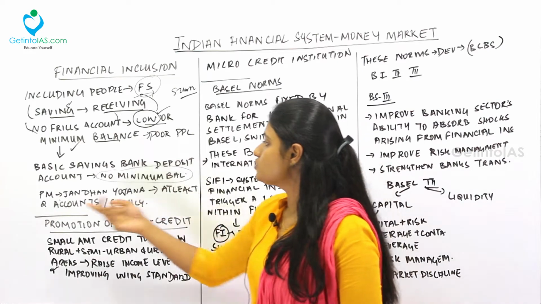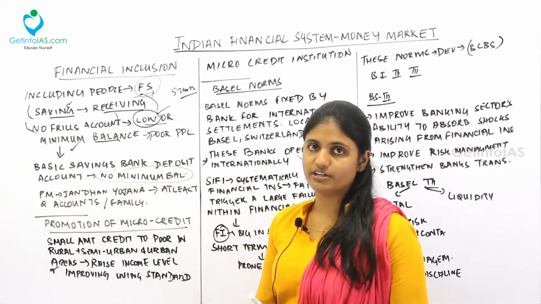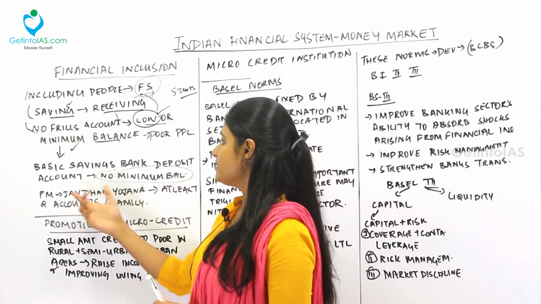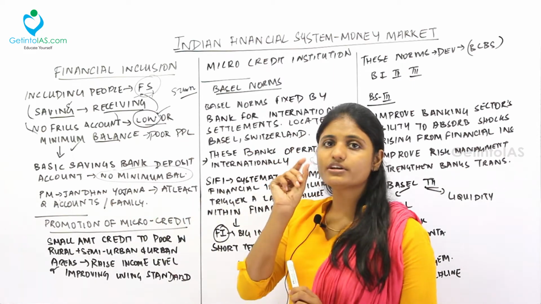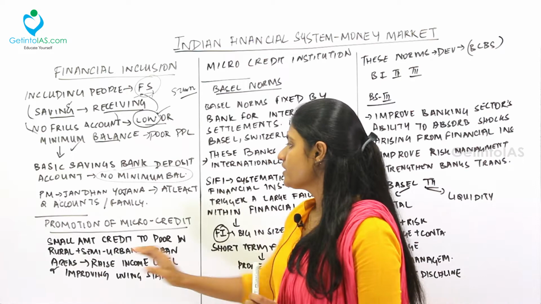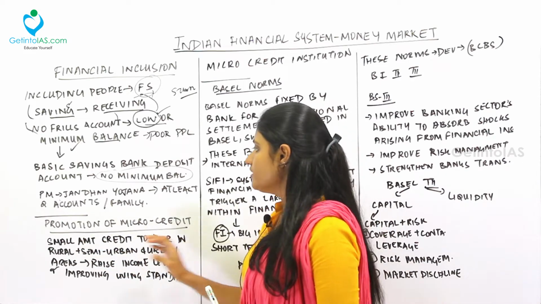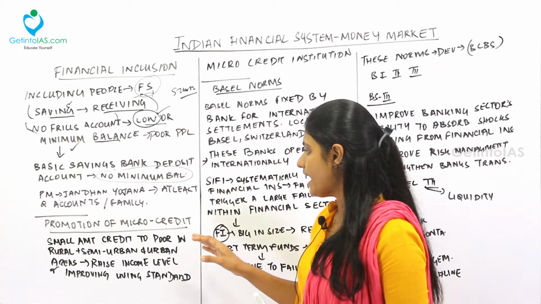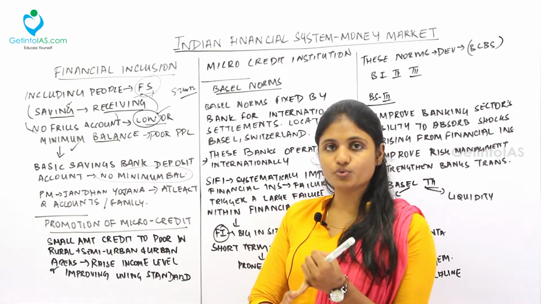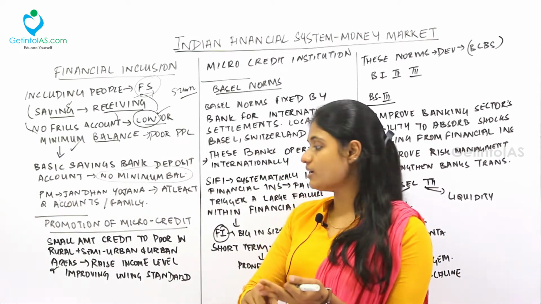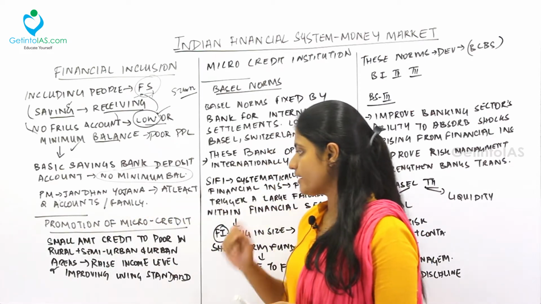Under this, at least 2 accounts for a family were accounted, fine. So this is the kind of scheme or Yojana. Next, coming to the promotion of microcredit. Microcredit is a small amount of credit, fine. Small amount of credit to the poor in rural, semi-urban and urban areas. So giving a small amount of credit to rural, urban and semi-urban areas is called promotion of microcredit.